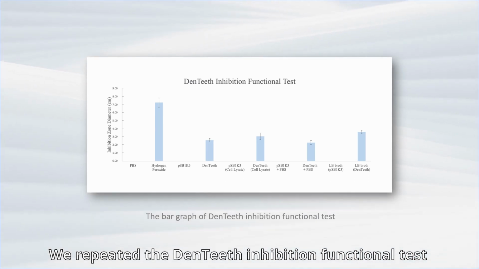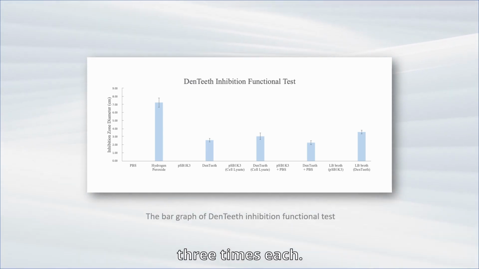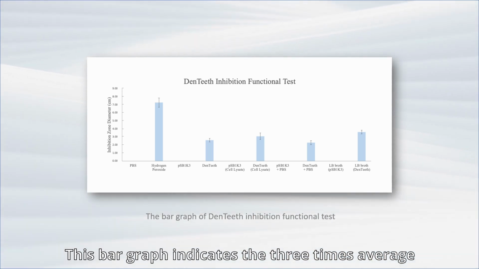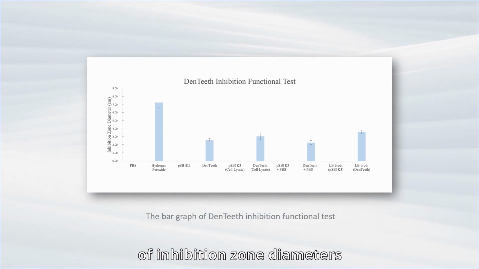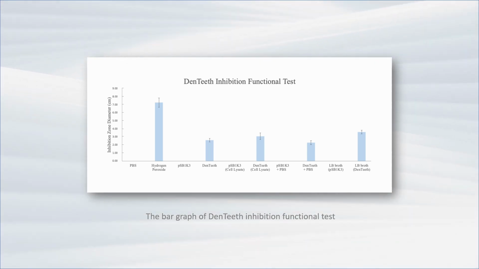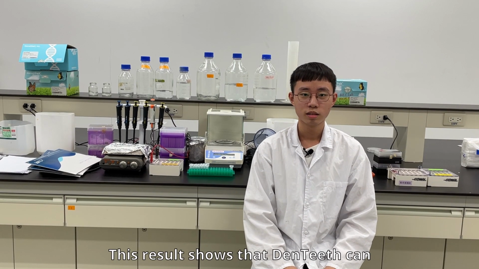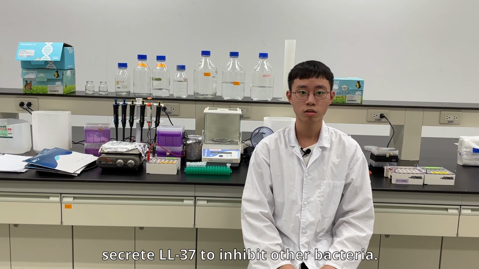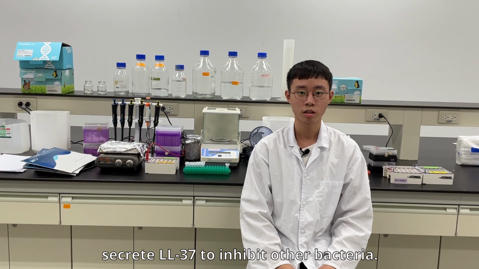We repeated the dentist inhibition functional test 3 times each. This bar graph indicates the 3 times average of inhibition zone diameters in different materials added to LB plates. This result shows that dentists can secrete LL37 to inhibit other bacteria.